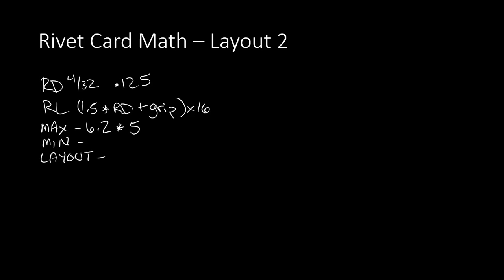Oops. That was kind of funny. Syntax error. 31 rivets. Oh my gosh, it's a nice round number. Times 75% for my minimum. So 31 times 0.75. Minimum number of rivets is 23.25, or 24 rivets. So max is 31, min is 24.